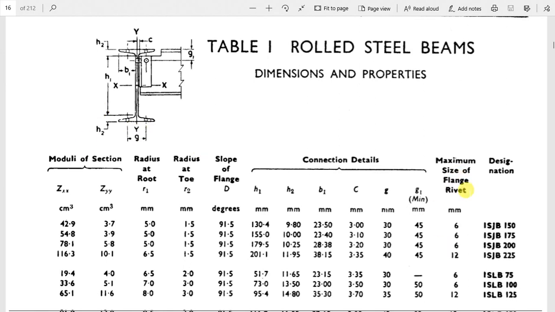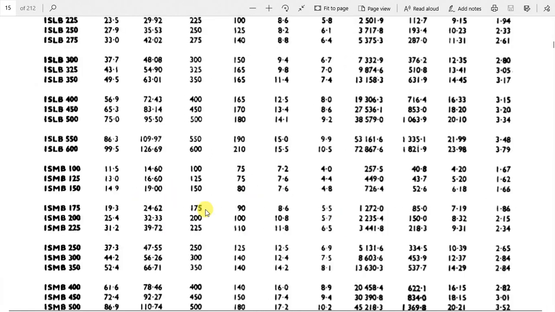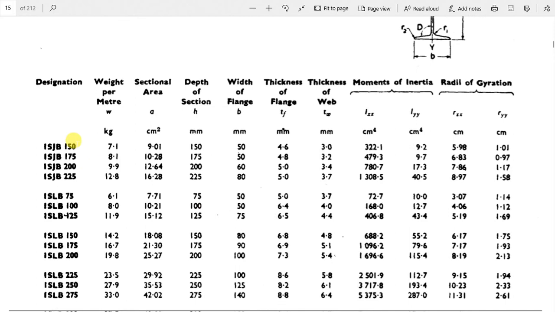So maximum size of flange, rivet, see all these details. So this is how you have to read the steel table. So this is for ISJB 150. The properties are there in the 2 pages.